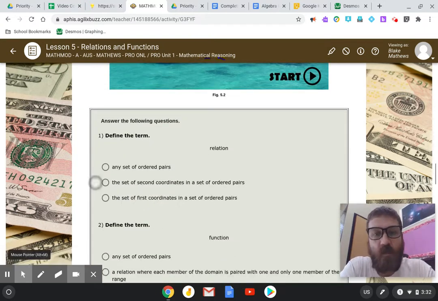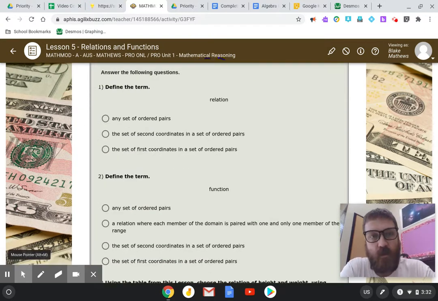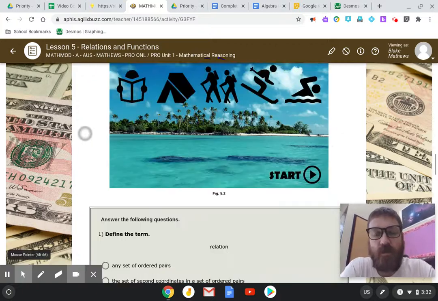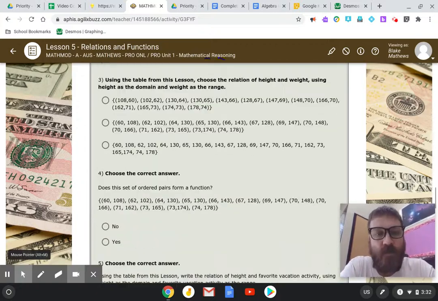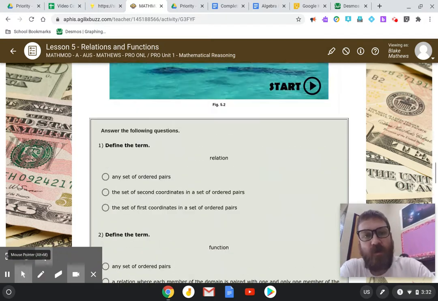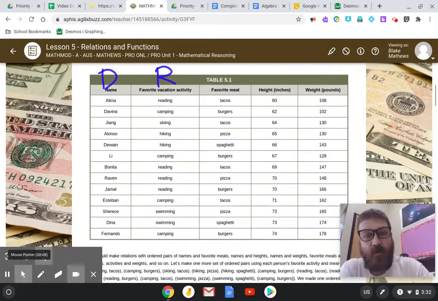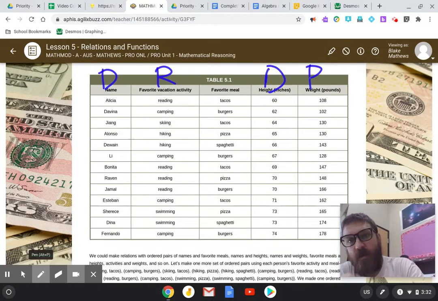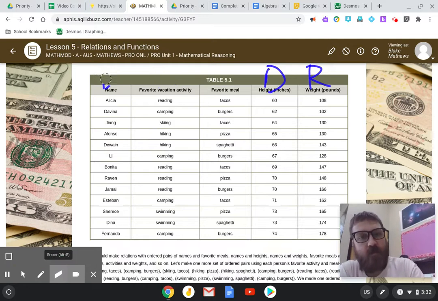So they're just going to ask us some questions about the definitions. So that's the first few questions. You're just going to use the vocabulary terms at the top of the screen. Then they say, using the table from the lesson, choose the relation of height and weight using height as the domain and weight as range. So we're going to make a bunch of points using the data from the table. And this is going to be the list for the domain, and this is going to be the list for the range. I'll erase these so it's not so confusing.